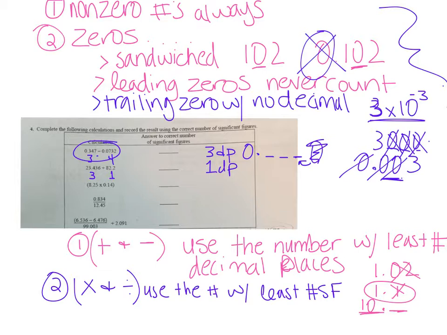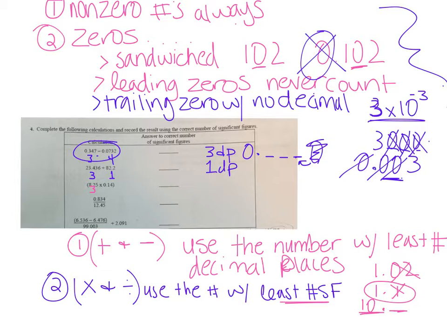Our next one, we have multiplication going on. So I'm going to change my color here. And for multiplication, we need to make sure we are using the least number of SigFigs. So we've got to count SigFigs. All non-zero numbers are significant, so 8.25 has 3 significant figures.